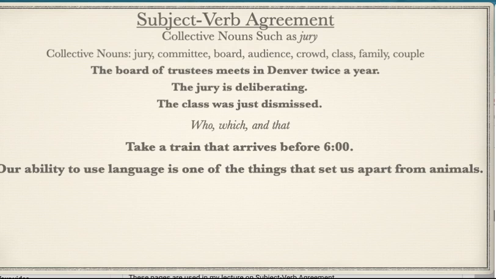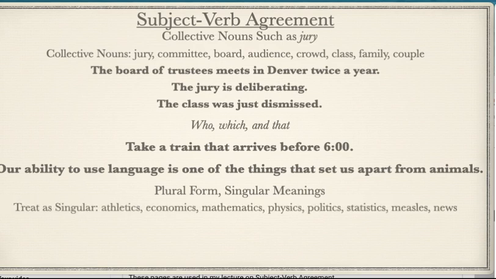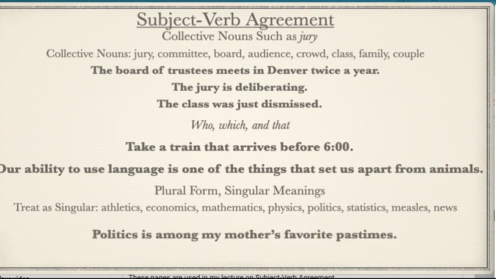Now let's look at plural form and singular meanings. Words like these are technically in the plural form. That is, they sound plural, they end in an S. Nonetheless, they have a singular meaning, so we treat them as such, singular. Here's an example. Politics is among my mother's favorite pastimes. In short, these words take the singular verb is rather than its plural form, are.